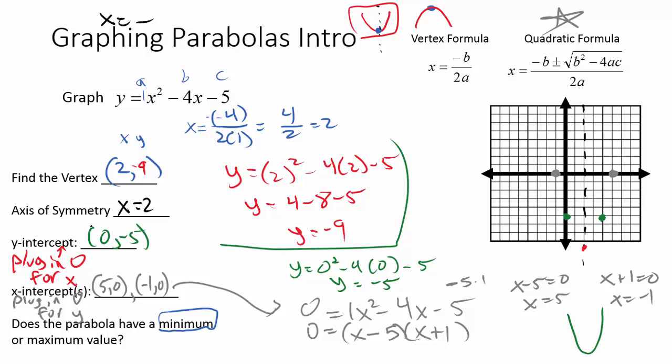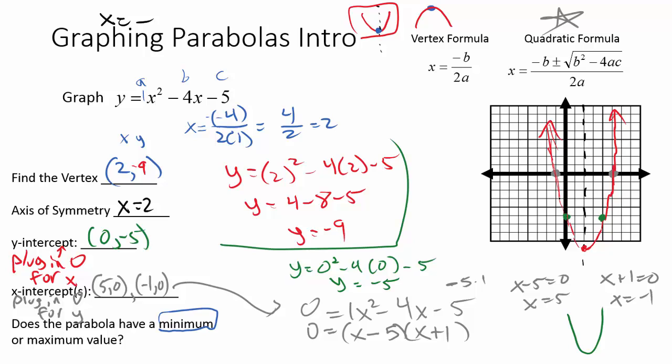Now that we've found the vertex, the axis of symmetry, the y-intercept, the x-intercepts, and we've discovered that this is a minimum value because it's the bottom, we can actually draw this parabola in here, which I'll do right now. And there's your shape. There's your U shape for that parabola.